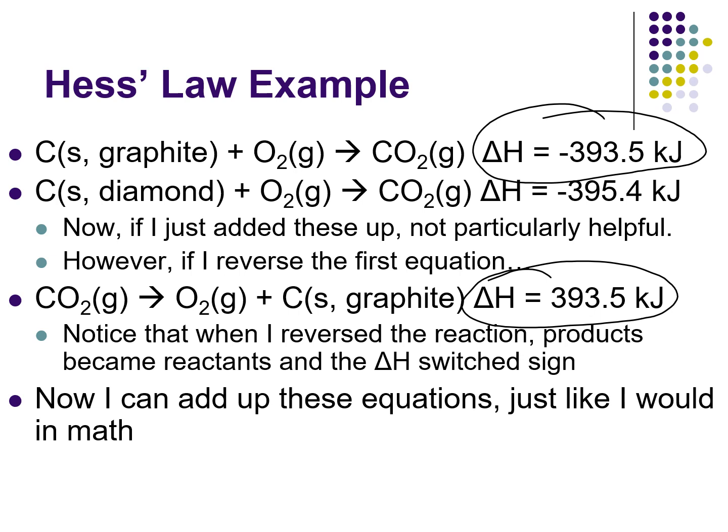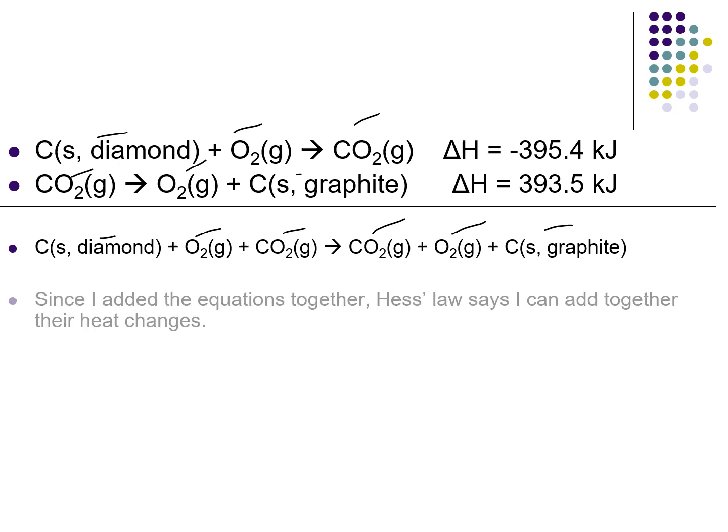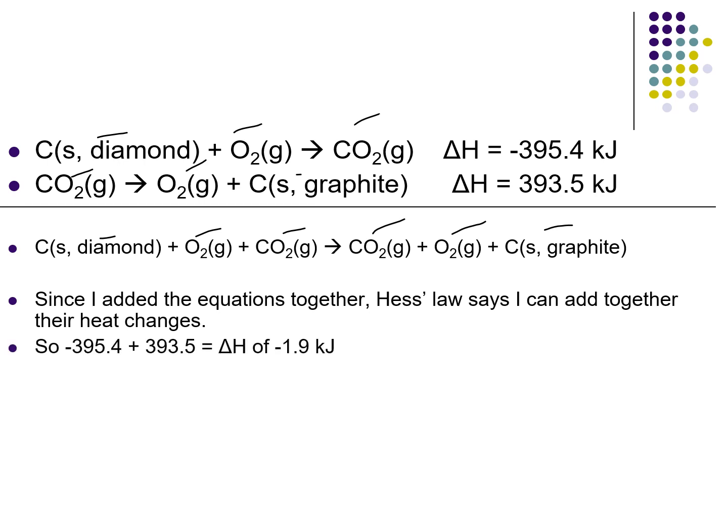Now, if I add up the equations, just like I would two systems of equations in math, so again, there's the first one, there's the second. I add them up, this is what I get. Diamond, diamond, oxygen, oxygen, carbon dioxide, that's it for the reactants, and then carbon dioxide, oxygen, oxygen, graphite, graphite. So everything's there. I've added the equations together. Now, just like a system of equations problem in math, Hess's law says I can also add their heat changes together. So that means the overall heat change would be negative 1.9 kilojoules.